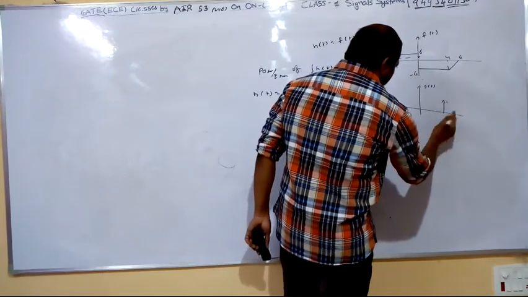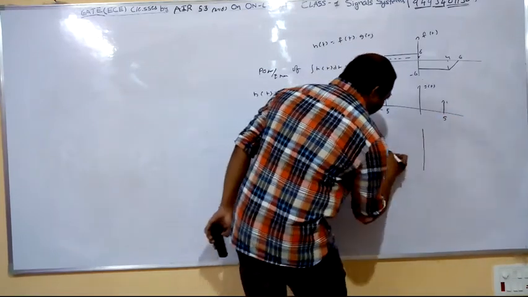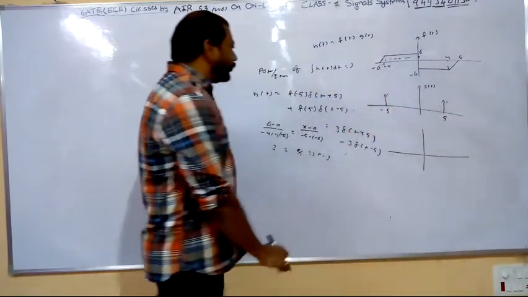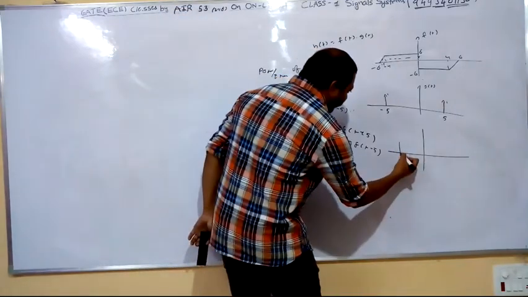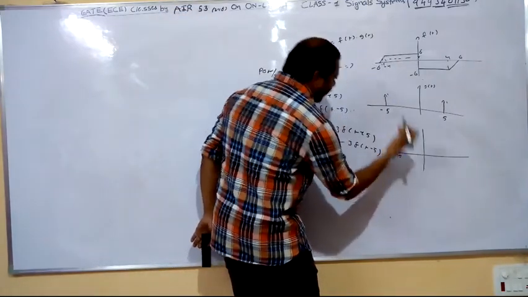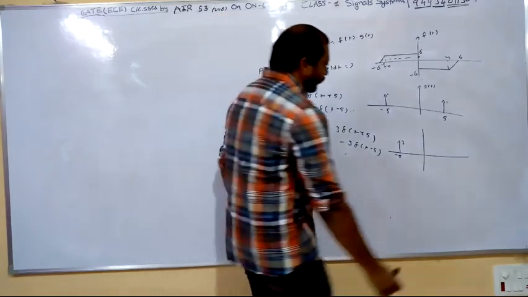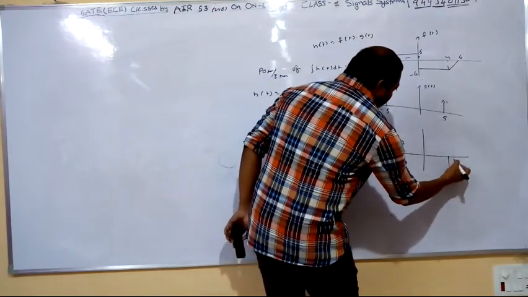They are just testing whether you know or not. You know everything, right? Then you can directly write it as 3 into del of t plus 5. The corresponding strength is equal to 3, and the signal is at minus 5.